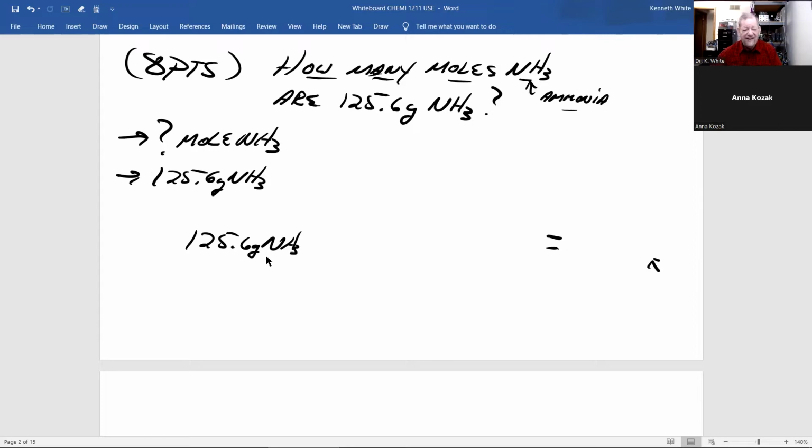All right, and the answer is right here. Moles of ammonia. Now, if we had a magic ratio that can convert this to this, what would go on top and what would go on bottom, unit-wise, not numbers, just units. Your turn.